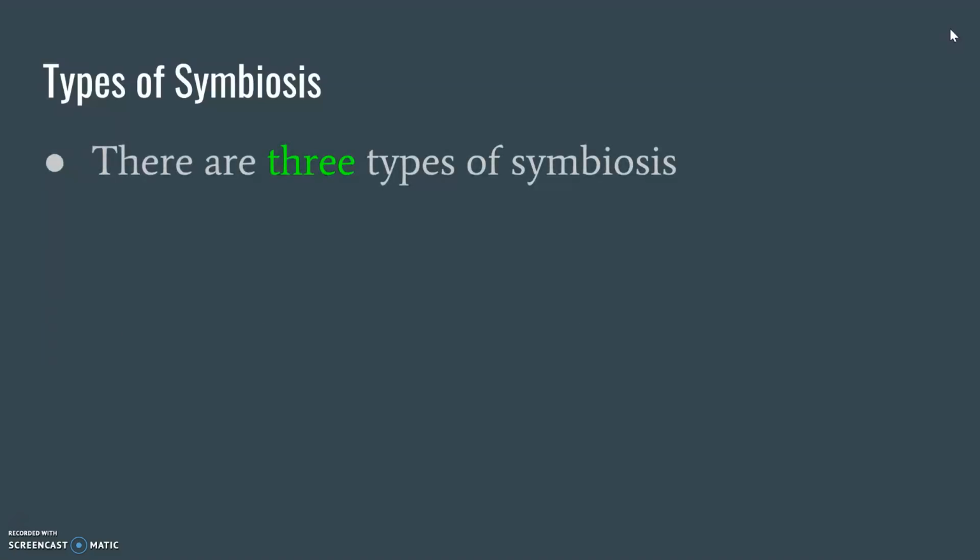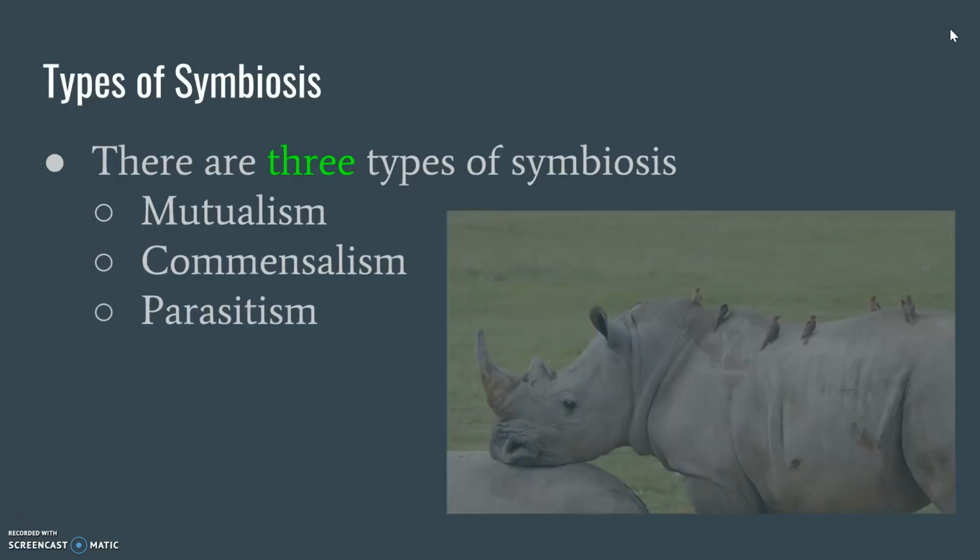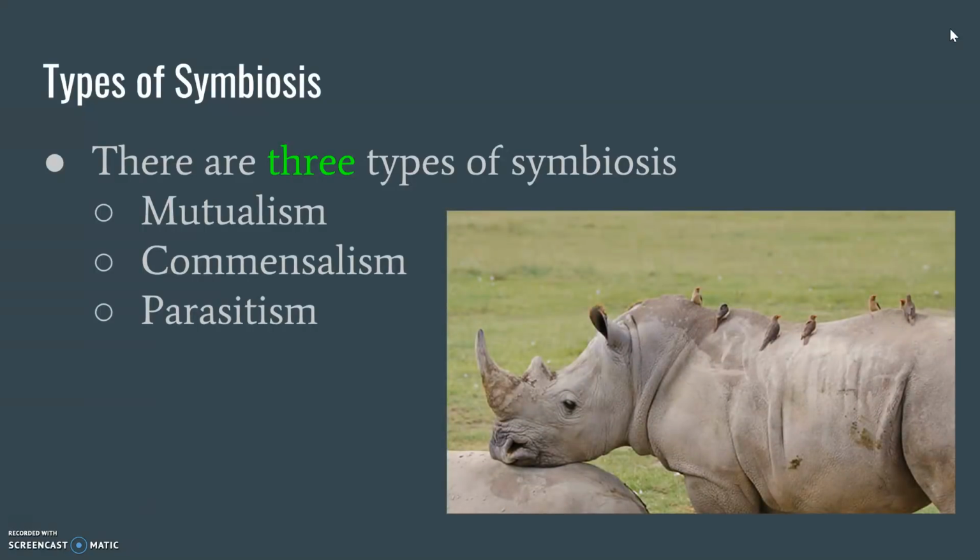So there are 3 types of symbiosis that we need to know. The first one is mutualism, the second one is commensalism, and finally it's parasitism. And parasitism should sound maybe a little bit familiar. Parasite. We learned about parasites when we learned about worms, back whenever that was, forever ago. Remember, that's when they live in or on a host. So here is a really good example, birds living on top of a rhino. We can reference back to this later on.